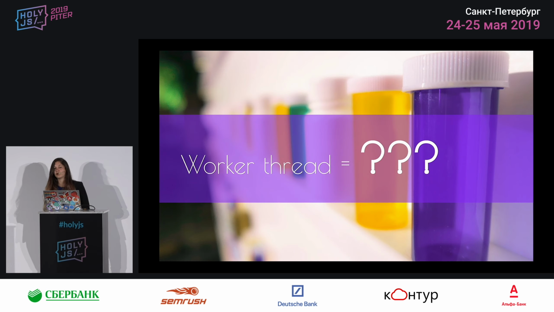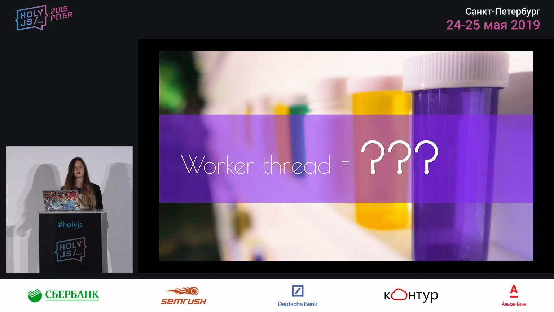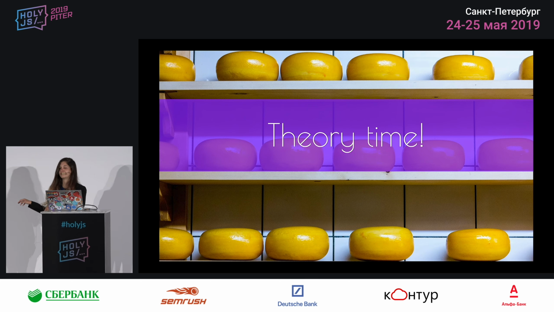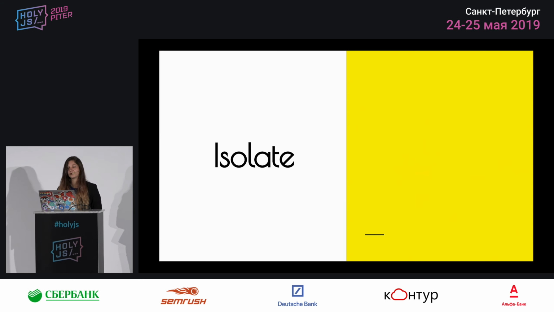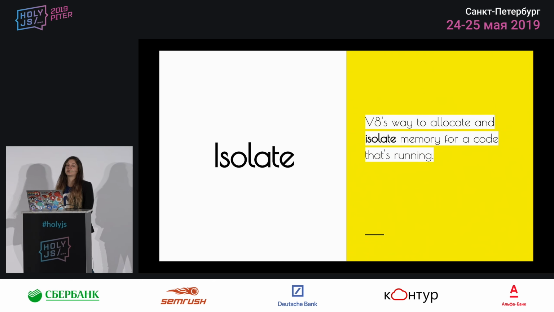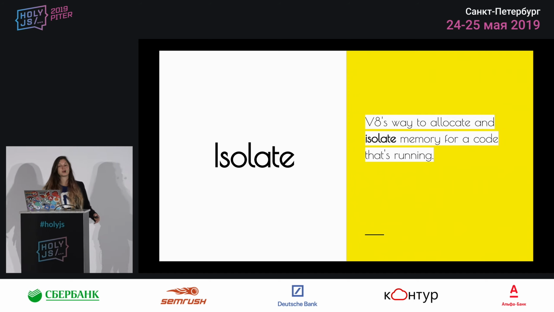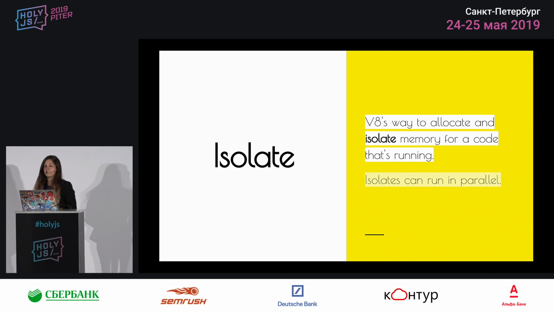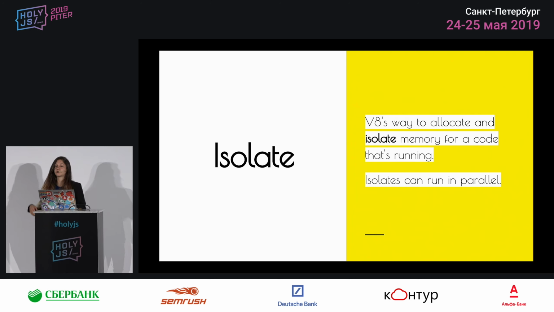Okay, I'm going to ask you a question. How do you think we implemented worker threads, or what are essentially the worker threads? And first I'm going to start with a bit of V8 theory, and then you have to guess the right answer. Okay, the first option is isolate. And isolate is basically V8's way to isolate some memory for JavaScript code that is being executed. Every V8 instance by default has a single isolate. And isolates can run in parallel because the memory is, again, isolated. One isolate cannot touch the memory of another isolate and corrupt it. That's why we can run them in parallel.